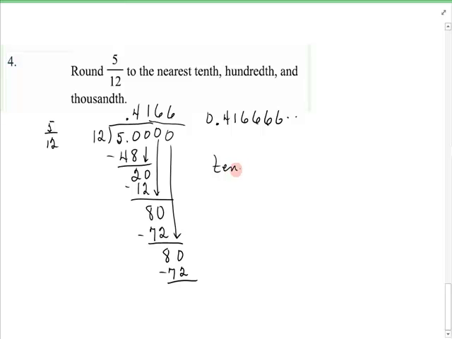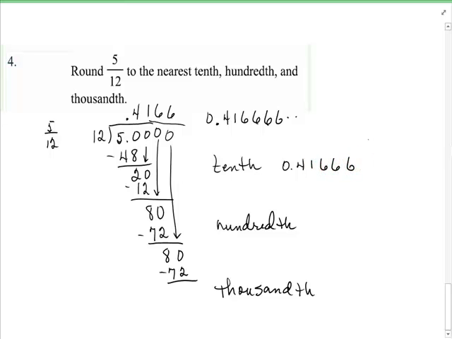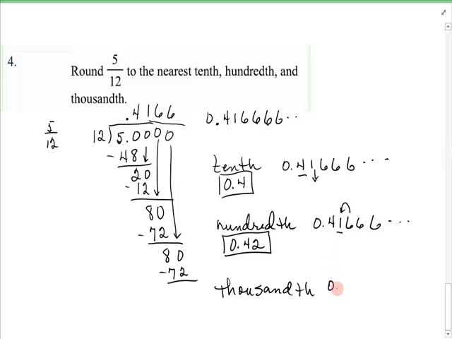So tenths, hundredth, thousandth. All right, 0.4166, and I can write as much or as little of it as I need. I have to go out one place past the tenths. That says drop it off, 0.4. 0.41666 out to the nearest hundredth. This 6 says round up, so this will be 0.42. Then finally, 0.416666 to the nearest thousandth. This 6 says round up, and this will be 0.417.